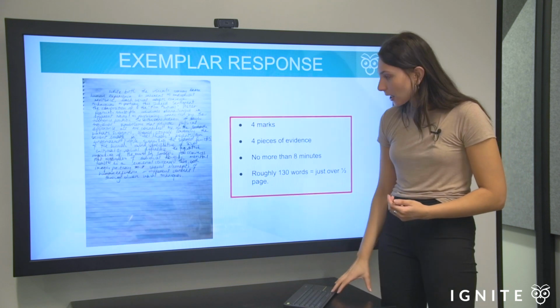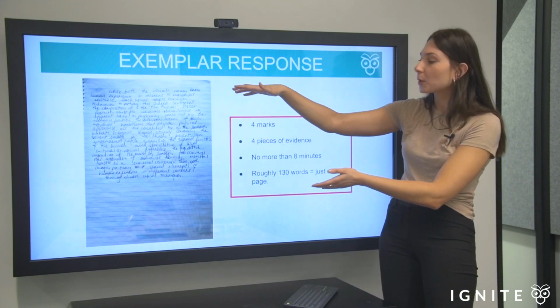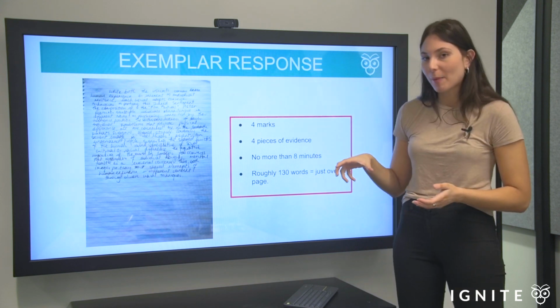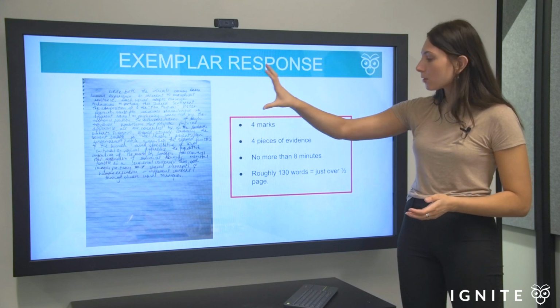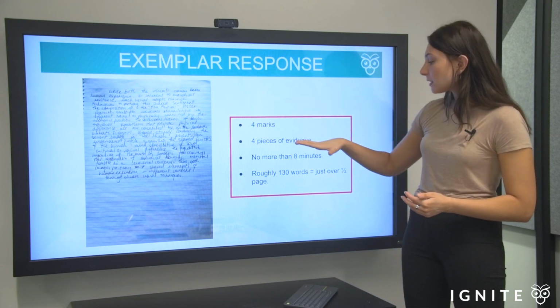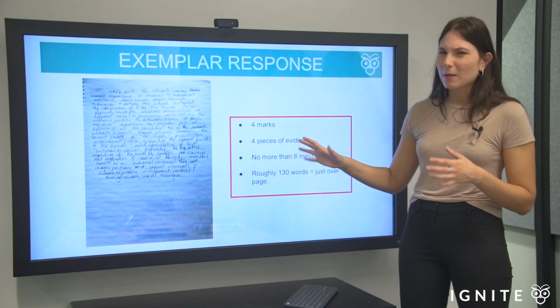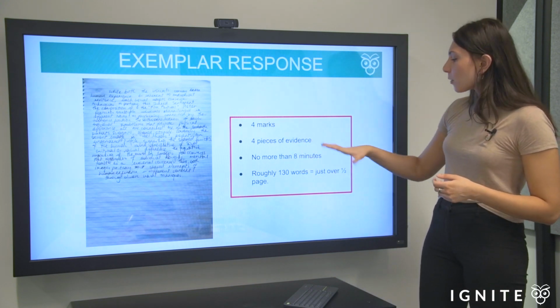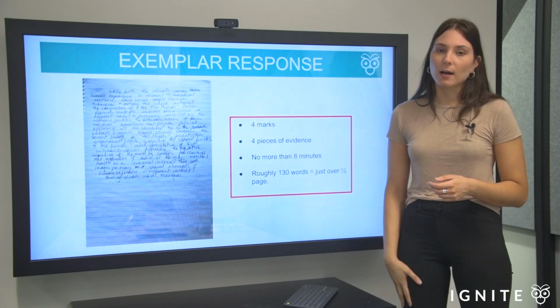What I've done on the next slide here is I've actually pictured for you what that looked like handwritten to give you an idea. So it was just more than half a page of handwriting, and that was 130 words. So for something worth 4 marks, I gave 4 bits of evidence. It was no more than 8 minutes of writing, and I think it actually took me about 6.5 to 7 minutes. And it was roughly 130 words, which in my writing style looks like just more than half a page.